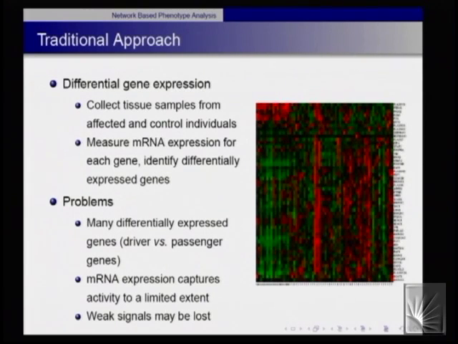But the problems with this approach are, first, many genes are differentially expressed because of the effects of the real factors. They're everywhere. So the real factors are the driver genes. The passenger genes are also influenced by this. So how do you isolate the drivers and passengers? Second, the mRNA expression only captures activity to a limited extent. And third, weak signals here might be lost, but they might be relevant. Weak signals might be the ones that correspond to the driver genes, actually.